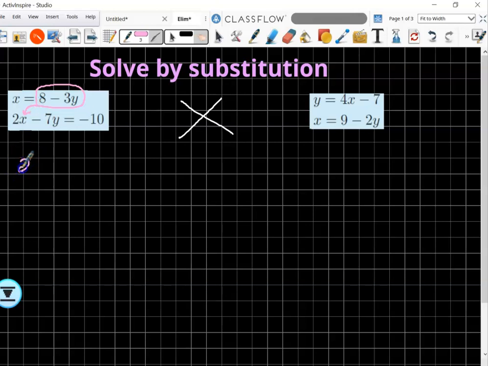So we're going to go 2x. Did it again. I just did with my other class. We did one with the y equals, so I've got that in my head, sorry. So 2 times x, but instead of x, x is? So we go 8, take 3y, take 7y, equals -10.